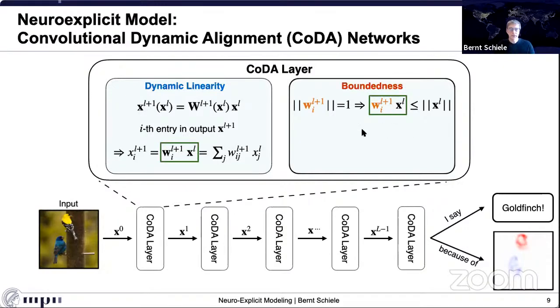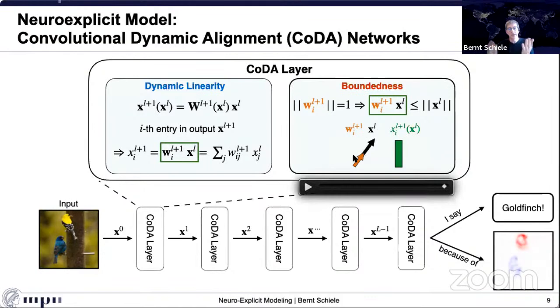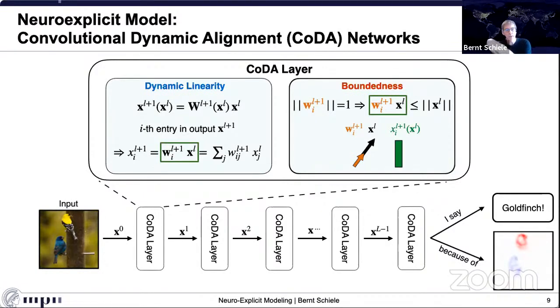If you think about this dot product, at the very end you want to have some very strong logit for a particular class. In order to get the maximum logit output, you essentially need to align the row of this matrix with the respective input. That's why we're calling them dynamic alignment networks, because by finding discriminant features, they automatically align with the inputs, which means the mapping we're getting is very representative of the input. And that is enforced by this boundness.